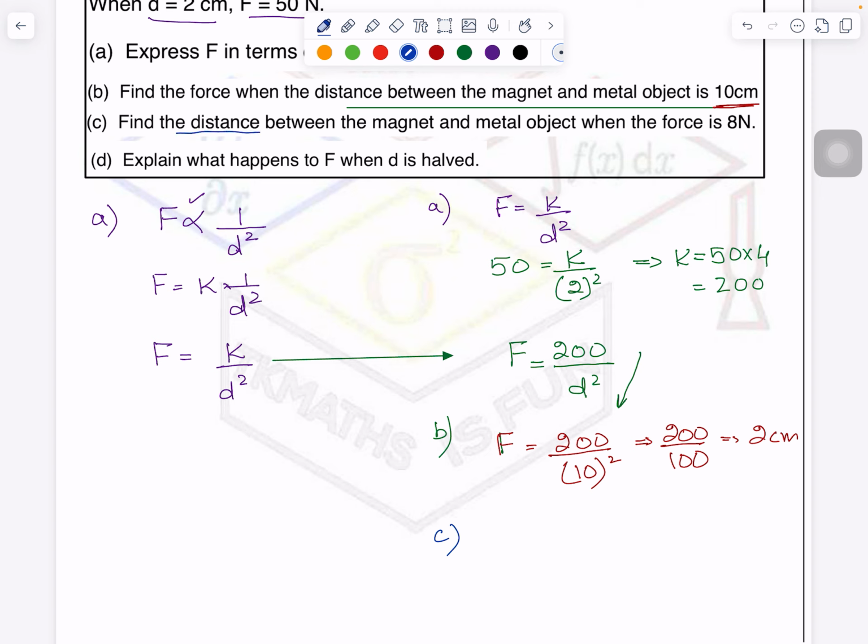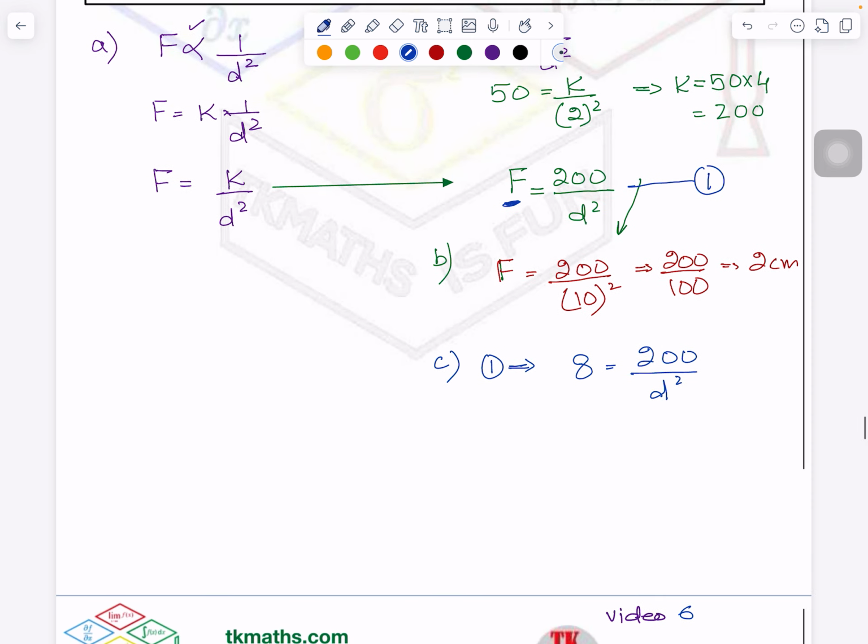Then comes part C. Now you have to find the distance when the force is 8. So in this equation, let me call it equation 1, in place of force, I will write down 8, and in place of d nothing because that I have to find out. Because the question is saying find the distance. So now I will solve it here.